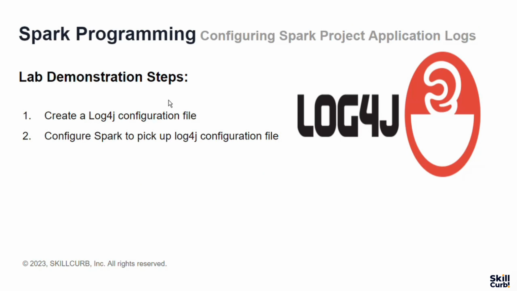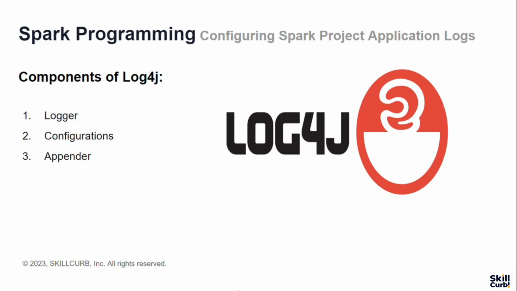So for that, we will first create a log4j.properties configuration file, and then we will configure Spark to pick up those log4j configurations. In the most basic setup, log4j has three basic components: logger, configurations, and appenders. The logger is a set of APIs which we are going to use for our application.